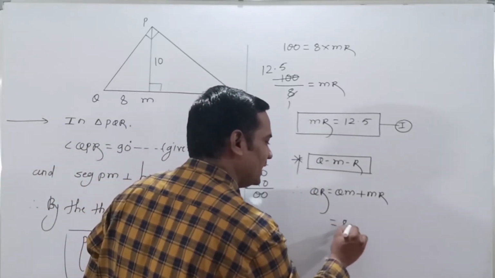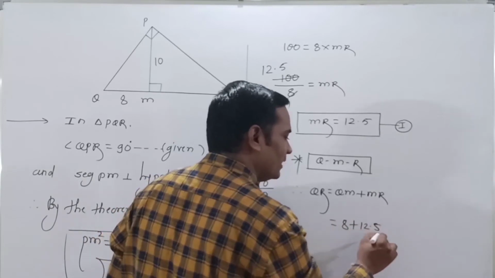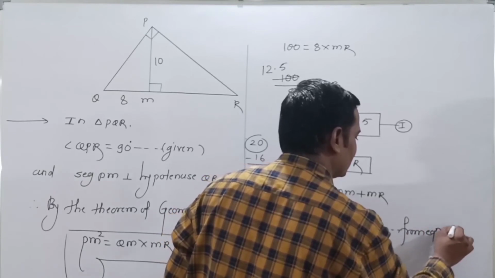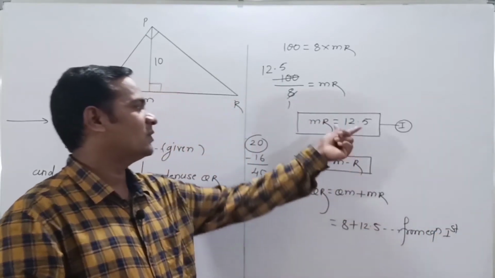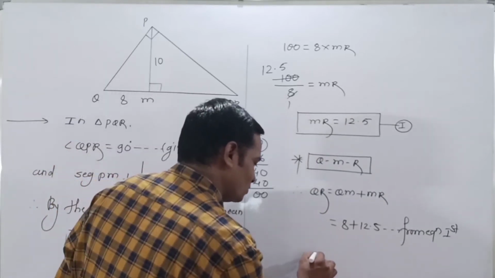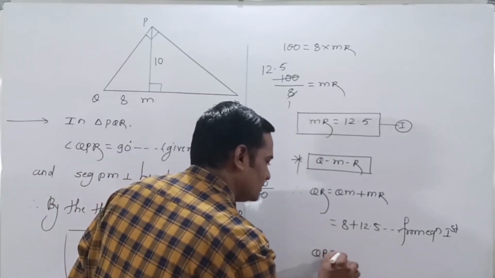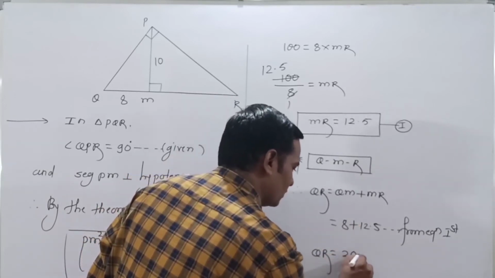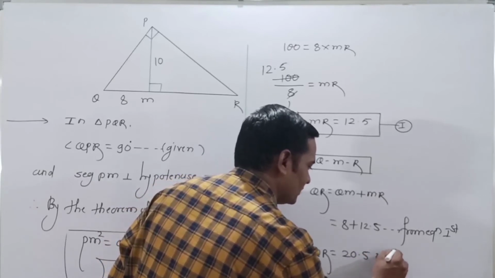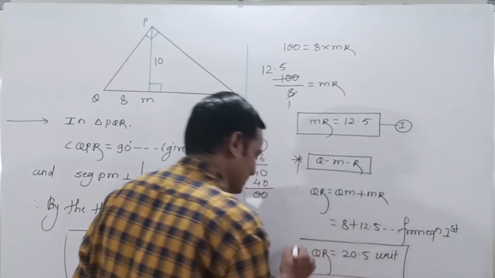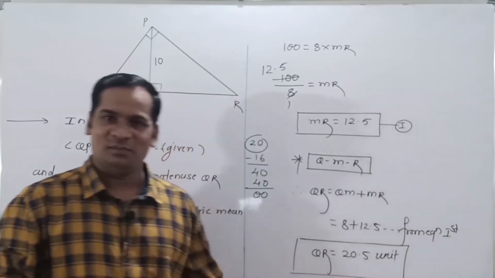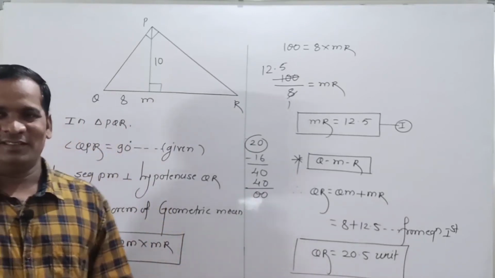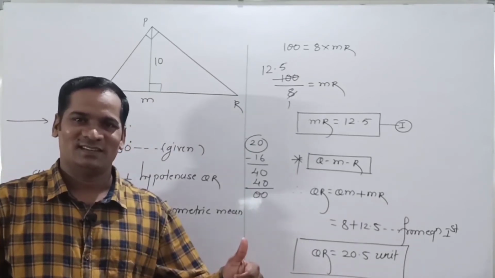QM is given, 8 plus 12.5, and just write down that reason from equation first. We took that 12.5 from equation first, and the sum of these two, that means QR is equal to 8 plus 12.5, that means 20.5 units. How simple is this to find QR by using the geometric mean theorem. Okay, so let's move toward the next question.